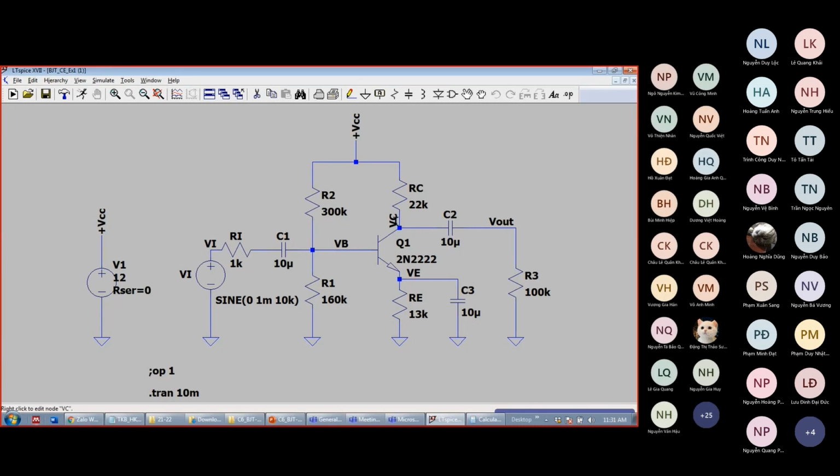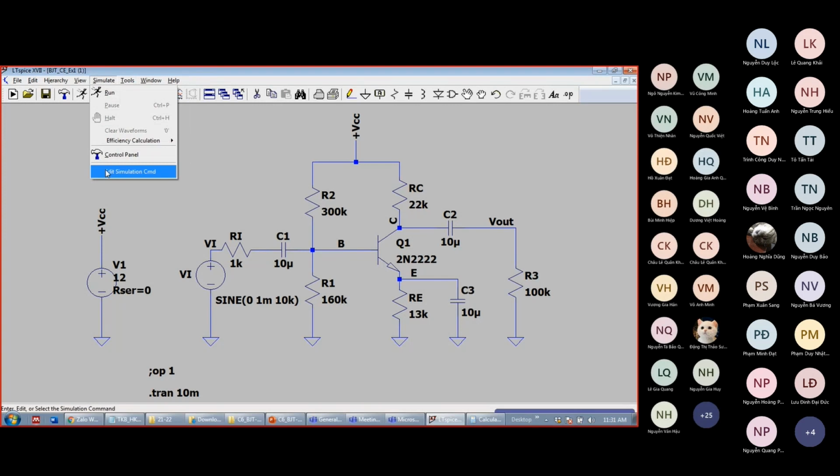Okay, so I will check again. I will name this node collector C, this node base B, and this node emitter E, so that in the simulation circuit I can see the voltage at these nodes. I have to name the nodes, because if not, the software will name the nodes by numbers randomly, and we don't know which number corresponds to node B, or to terminal C, etc.